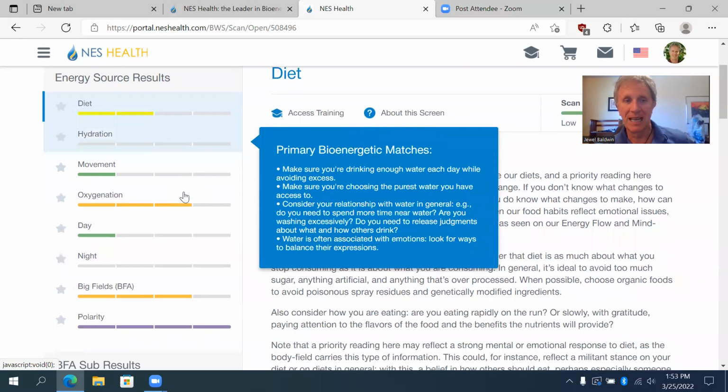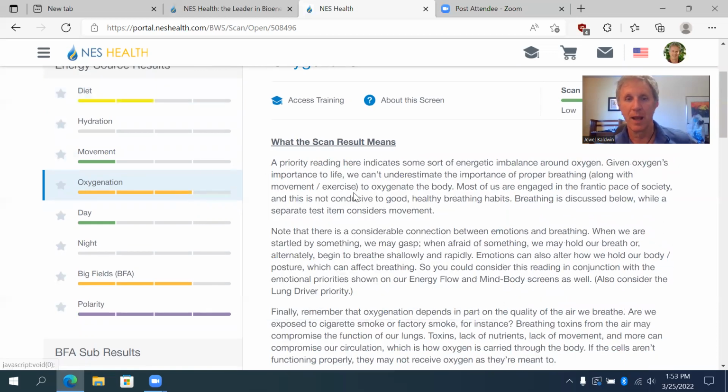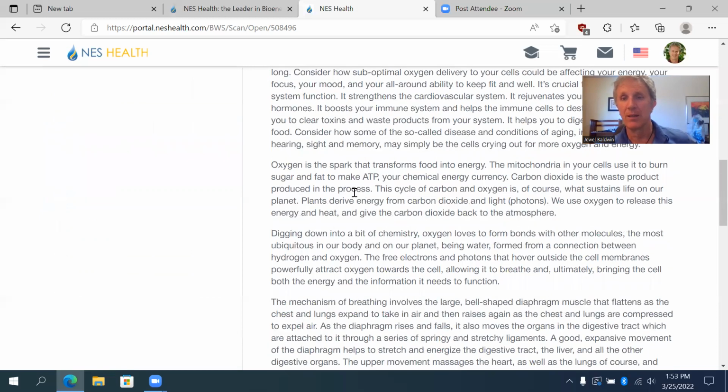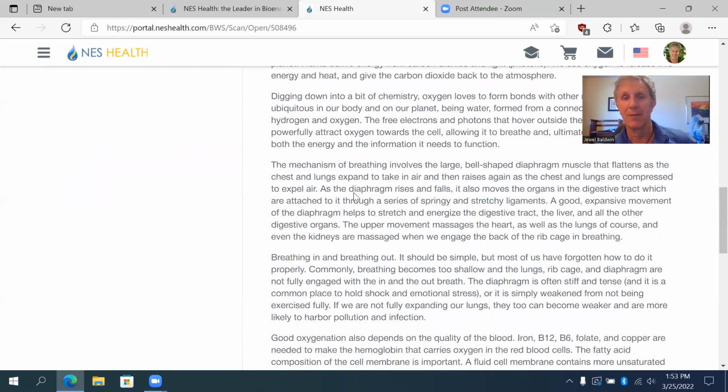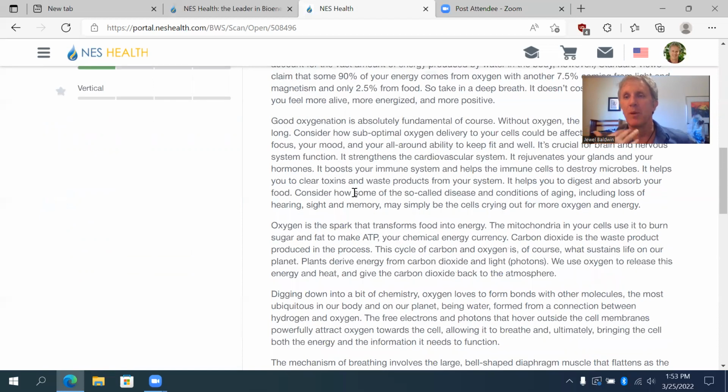My first secondary priority even is oxygenation. This can relate to not getting enough oxygen, not doing enough aerobic exercise, which I'm guilty of. I have not done enough lately. And it's just reminding me, or maybe breathing through my mouth too much.